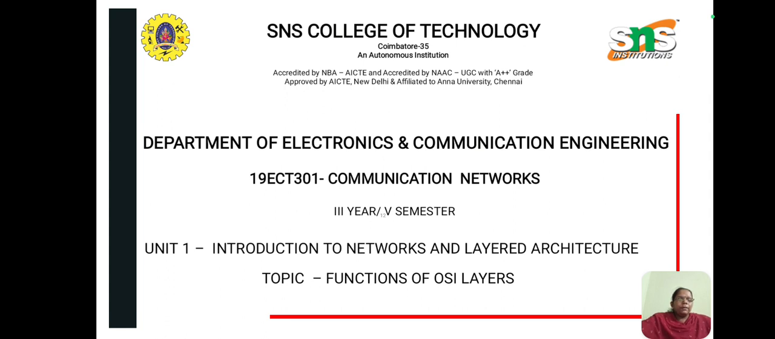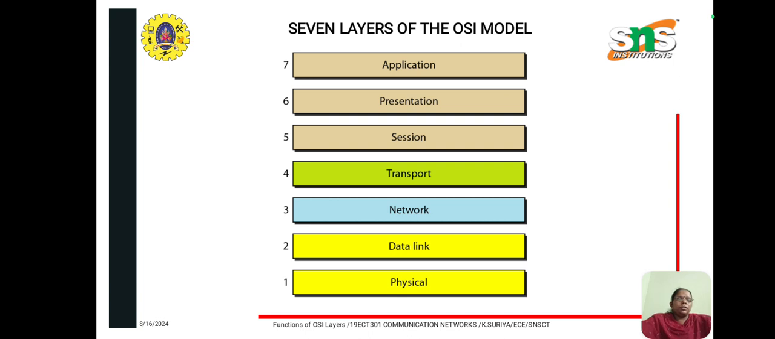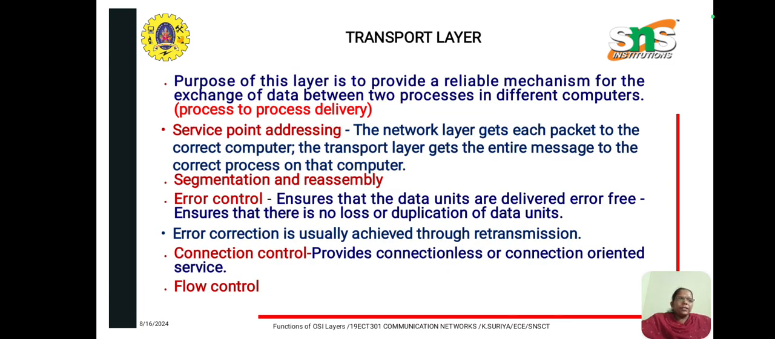See, in the previous video, we saw about the functions of OSI layers like physical layer, data link layer and network layer. In this video, let us see about the functions of the remaining 4 layers of the OSI model. So next one is transport layer. Transport layer is responsible for process-to-process delivery of the entire message.